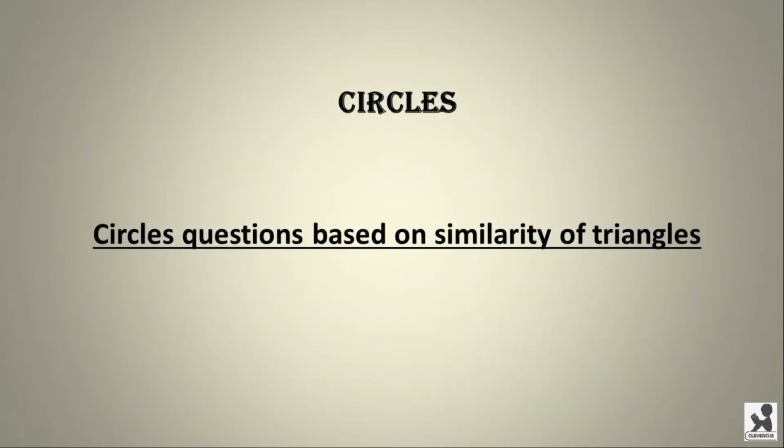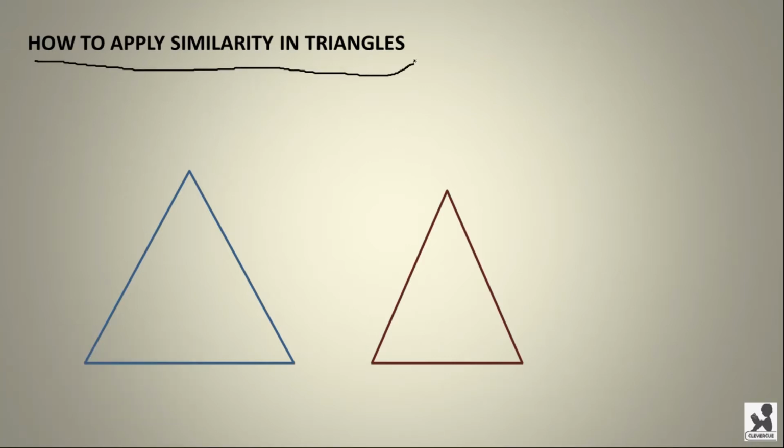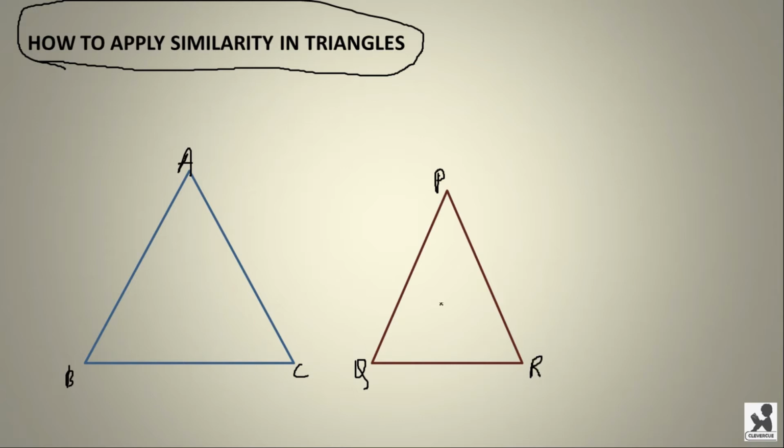In this video, we are going to discuss circles questions based on similarity of triangles. Now, first of all, let us know how to apply similarity in triangles. Let us consider two triangles. Let us name this A, B, C, and this is P, Q, R.